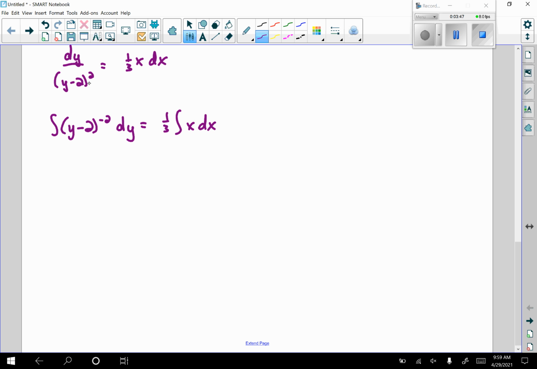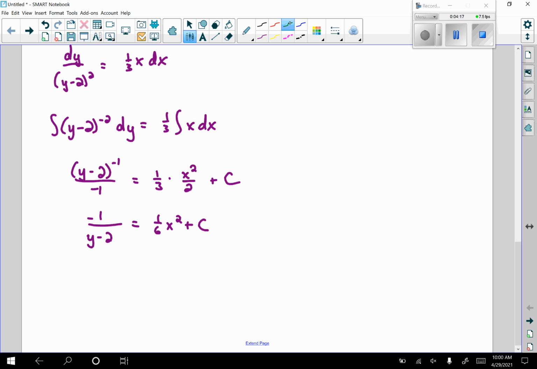Now just because it's in a denominator doesn't mean we use a natural log. We would only do that if our power was 1. So here we just use the power rule for antiderivatives. So I'm going to add 1, so this will become y minus 2 to the negative first over negative 1. We'll just save our c to the other side. We'll get 1/3 times x squared over 2 plus c. And I'll rewrite this. This will just become negative 1 over the quantity y minus 2 equals 1/6 x squared plus c.